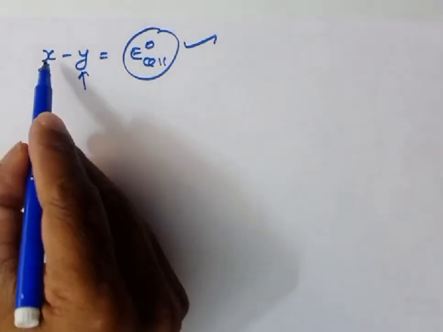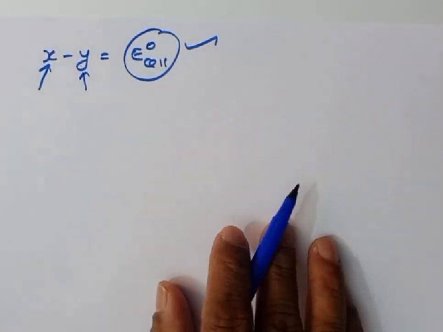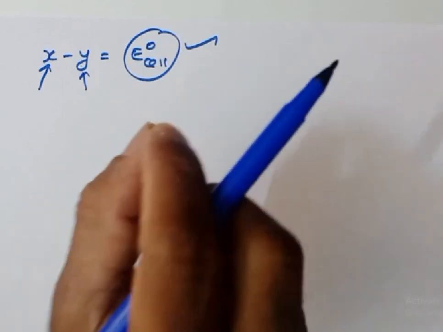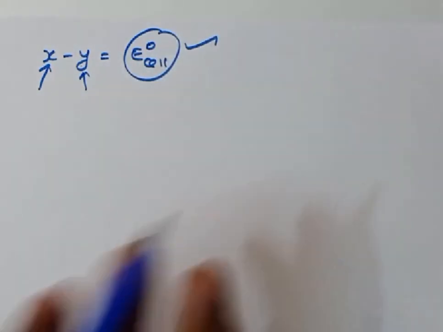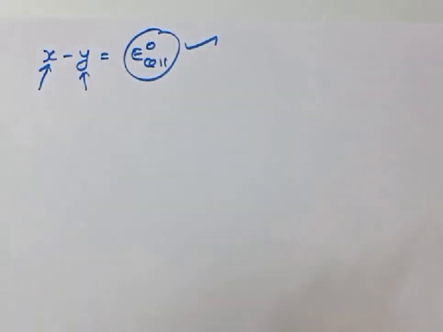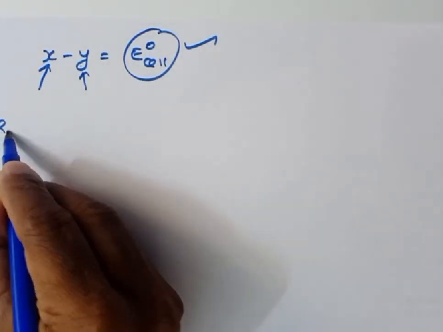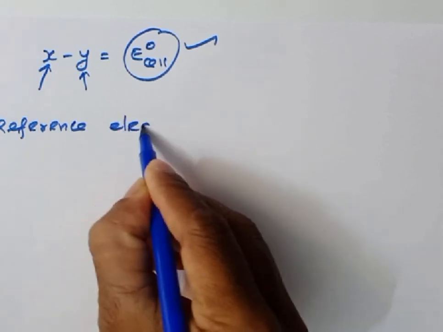But to find the individual value, what to do? What scientists did was they fixed the potential for one particular electrode as 0. They fixed it and considered that electrode as a reference electrode. So they introduced what is called the reference electrode.